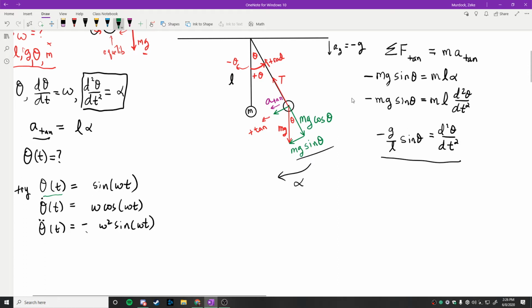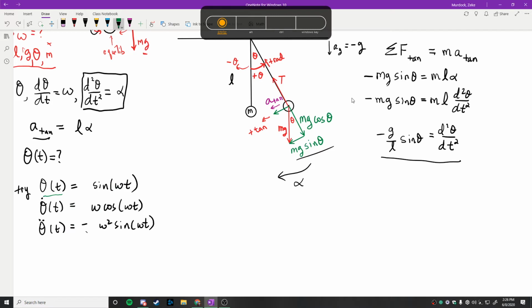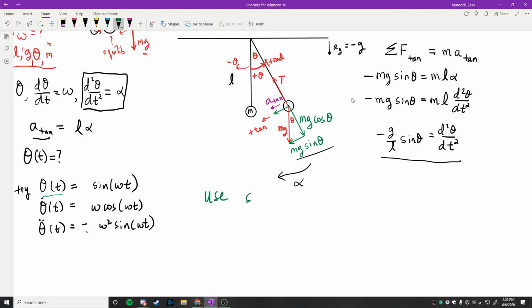None of this stuff works. Oh, it's actually going to kind of work here in a second, so maybe I shouldn't say that. So we're going to take a shortcut. We're going to use what's called the small angle approximation. This is done very, very commonly in physics.